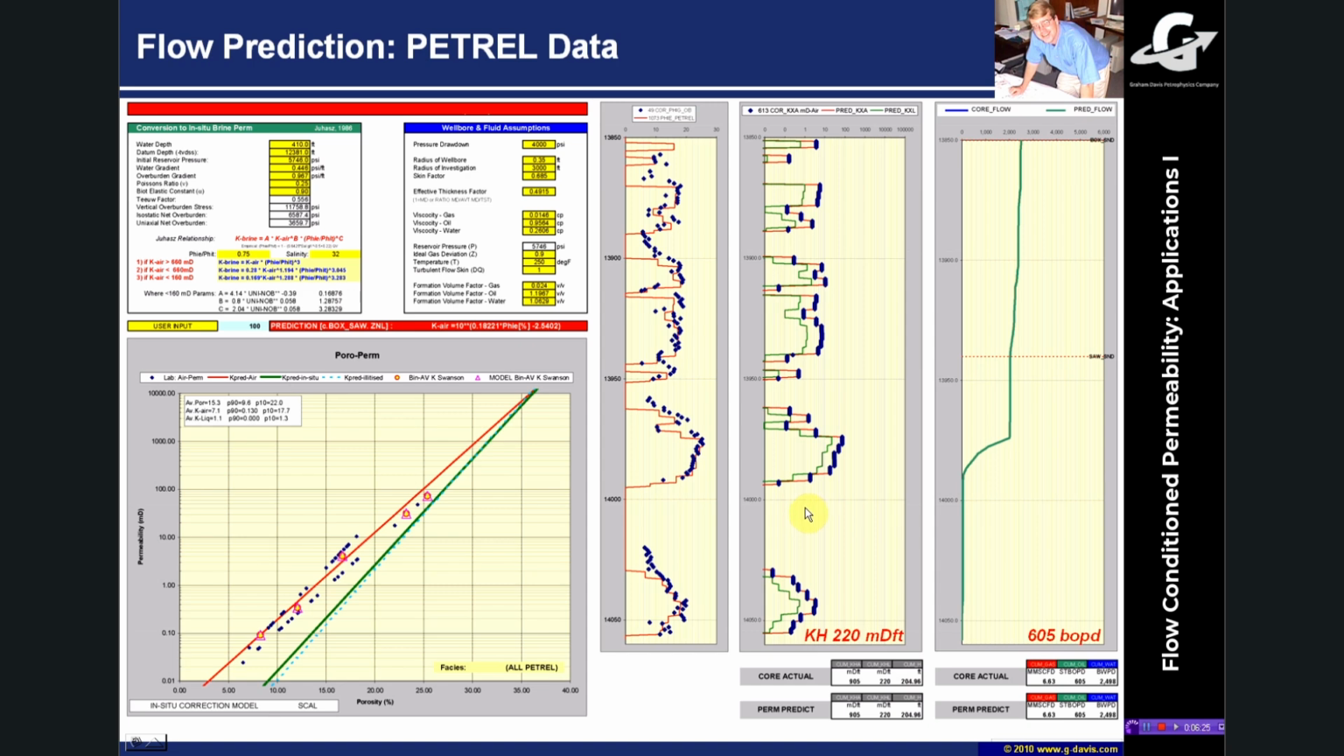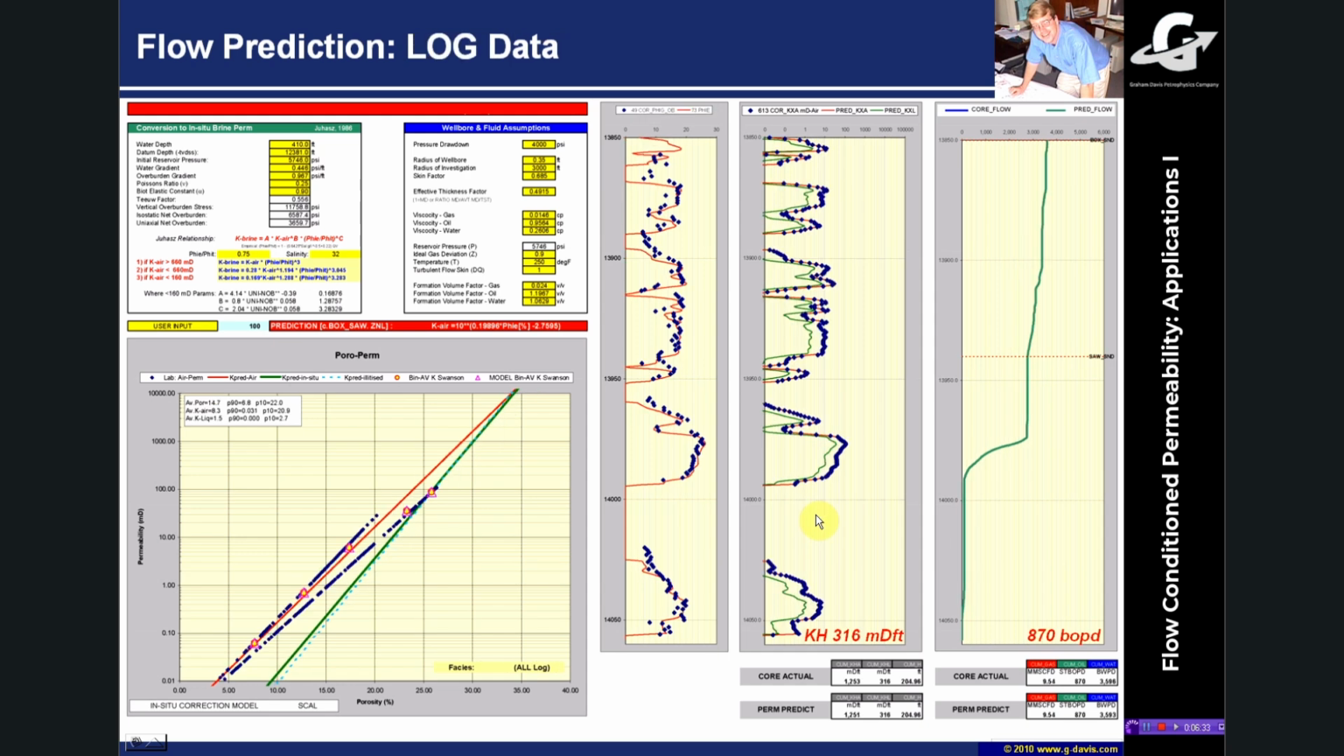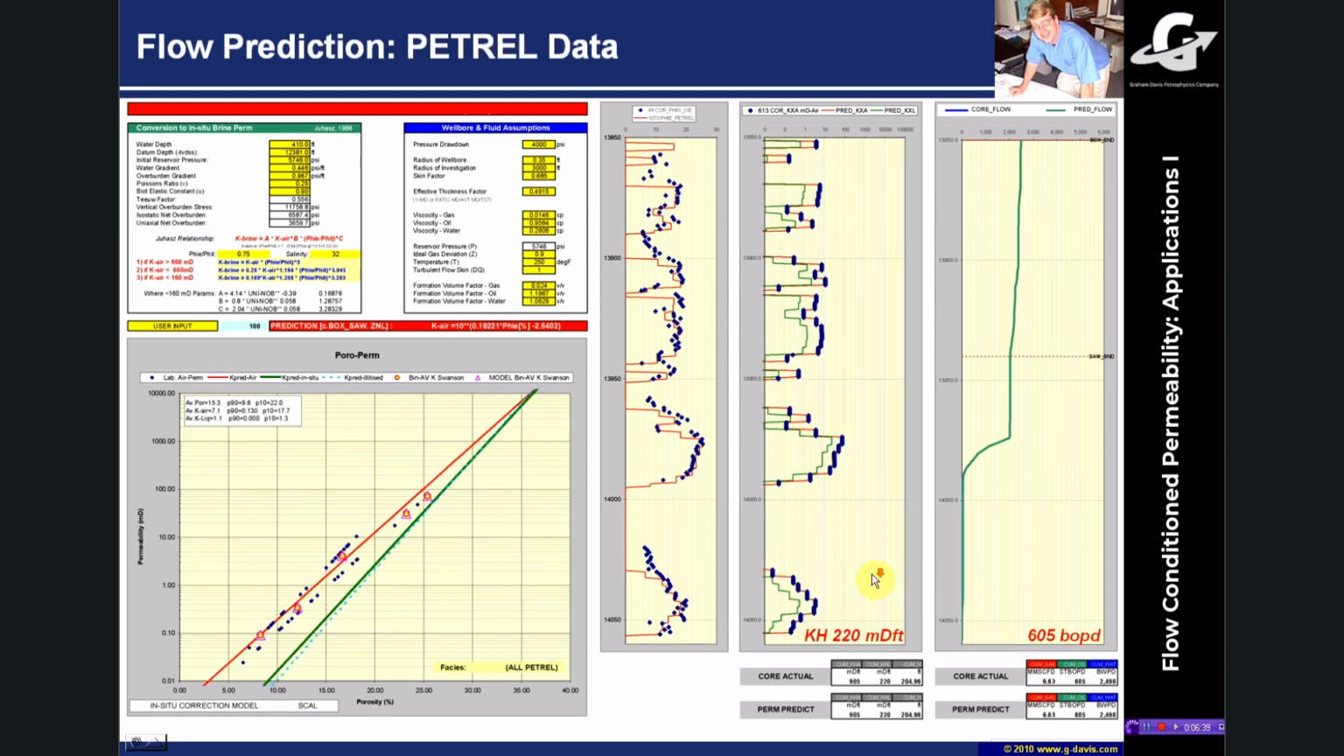And this is what I mean by it's quite useful to be able to check the efficacy, if you like, of our upscaling process. So we've gone from 316 millidarcy feet and a flow rate of 870 barrels of oil a day. We've upscaled to the Petrel scale, and we've lost some permeability. We've gone from 300 millidarcy feet down to 220 millidarcy feet, and we've lost a couple of hundred barrels of flow rate as well under these assumed flowing conditions.